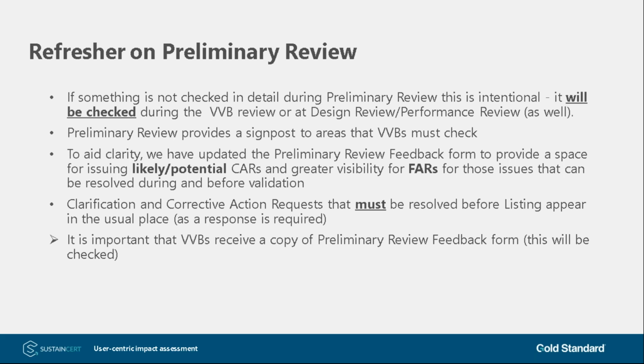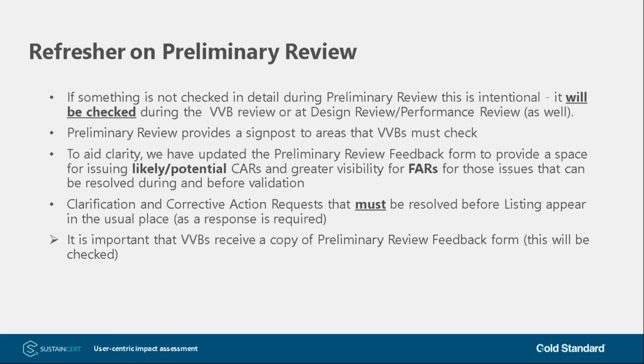To aid clarity, we've updated the preliminary review feedback form to separate the issues out. Where things are deemed to be likely or potential CARs, there's a separate section for it. We've also promoted FARs to the very start of the feedback form. Those of you familiar with these feedback forms will be aware that FARs were always at the end of the form, and potentially they could be lost or not immediately obvious. So we've raised their profile by putting them at the start. Clarification and corrective action requests, things that need to be resolved before listing, appear in the usual place, in the comment request boxes.